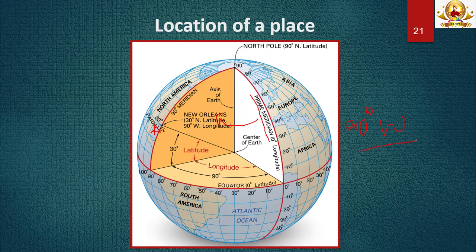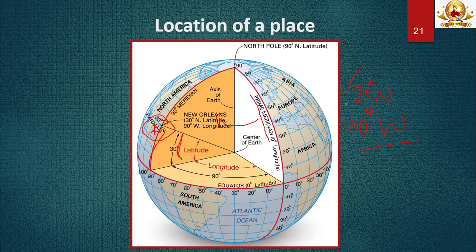Now we know the direction west. Now we want to know the north and south. So from here to here, it is making an angle of 30 degree. So it will be a latitude of 30 degree. So it is 30 degree north. So on a globe where these two lines intersect, this is the place A. Okay, so this is the location of point A.